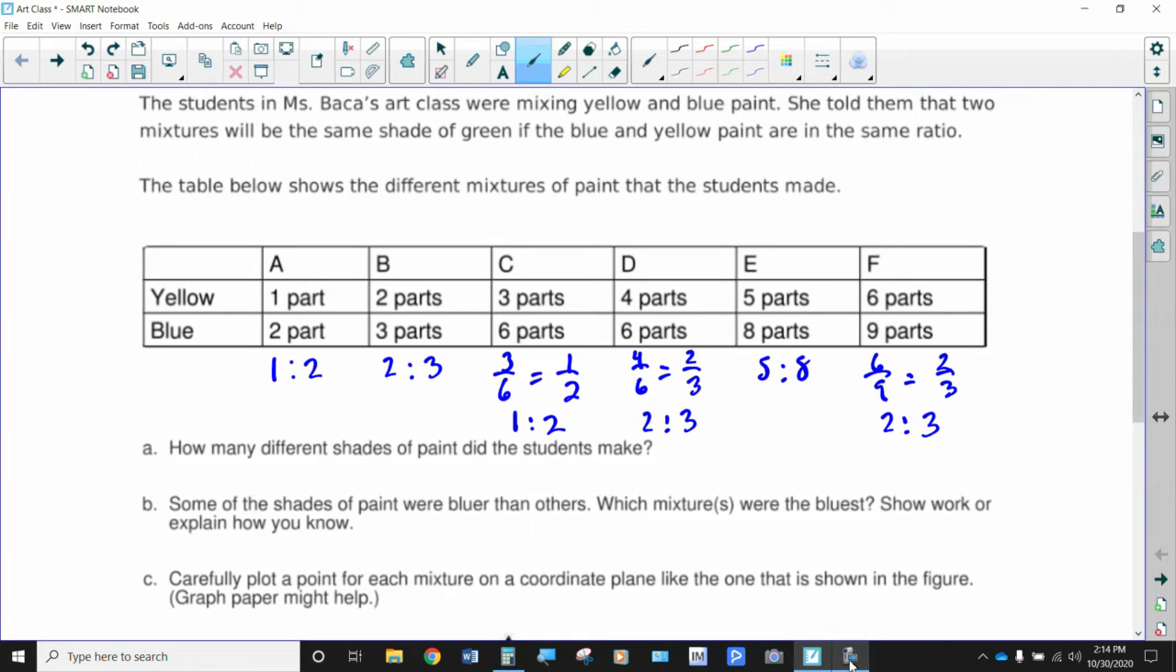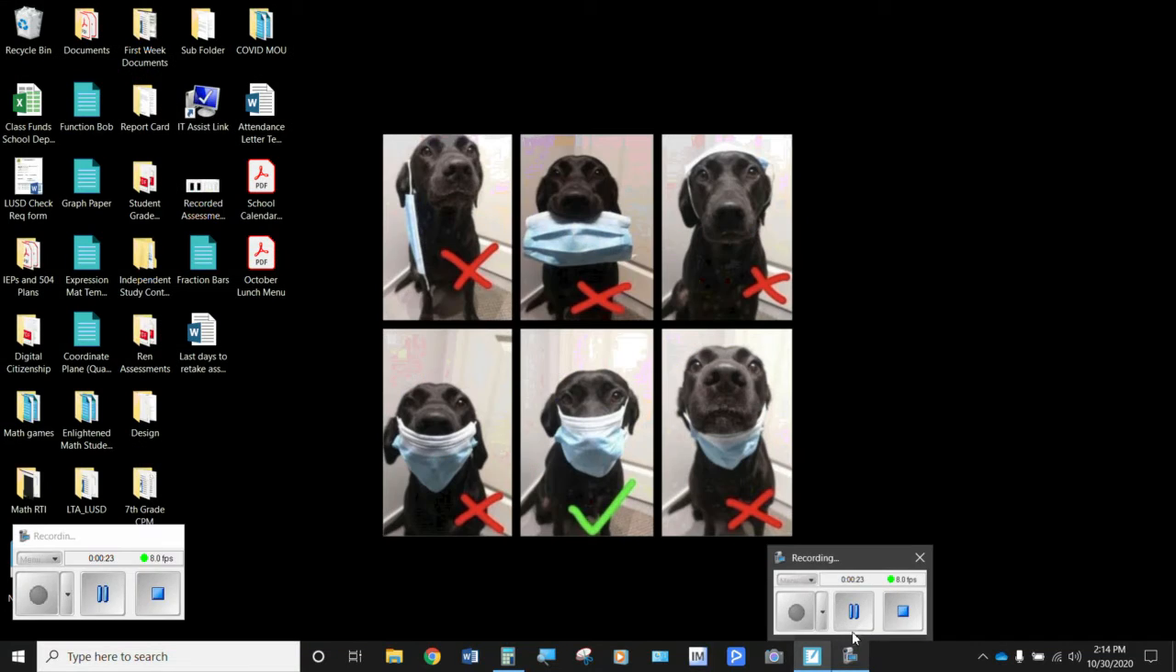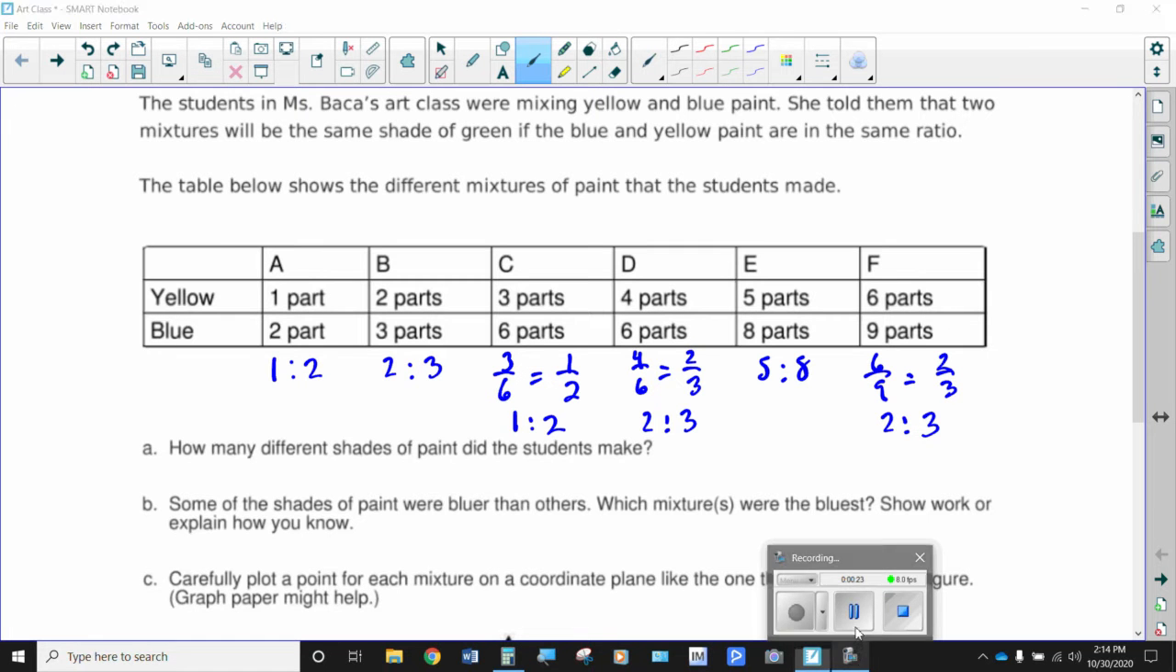I'm going to go ahead and pause that, and then when you are ready to declare that answer, go ahead and declare the answer and then unpause.